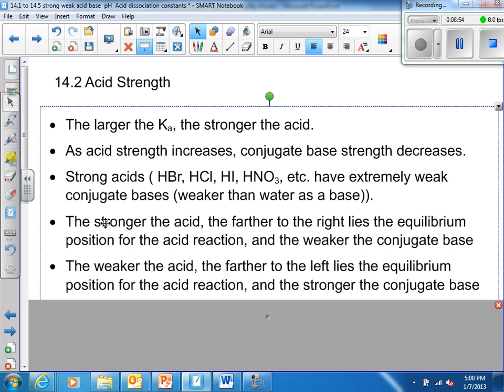Okay, we said if an acid is stronger than another acid, the equilibrium lies farther to the right. Well, if we have the opposite, if an acid is weaker than another acid, the equilibrium will lie farther to the left, and the conjugate base strength is stronger. So as acids get stronger, comparing different acids, the conjugates are weaker. Comparing them, the weaker the acid, the stronger the conjugate base.